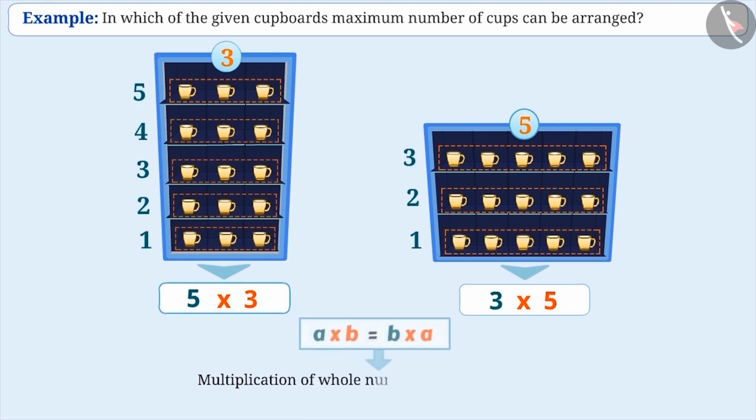Since multiplication of whole numbers is commutative, either we do 3 into 5 or 5 into 3. The answer will be 15. This shows that 15 cups can be arranged in both the cupboards.